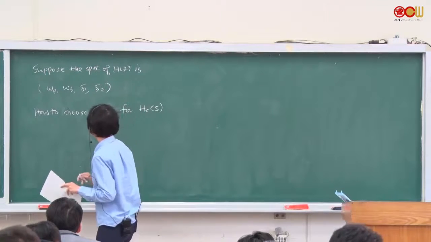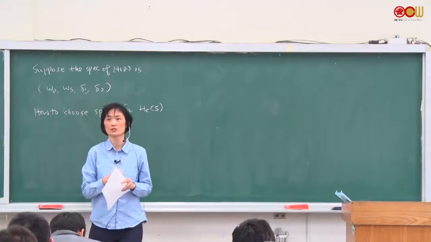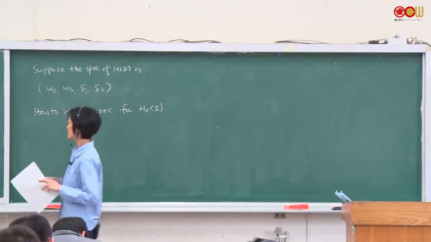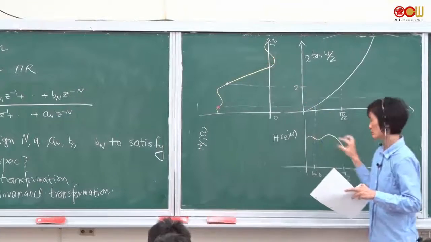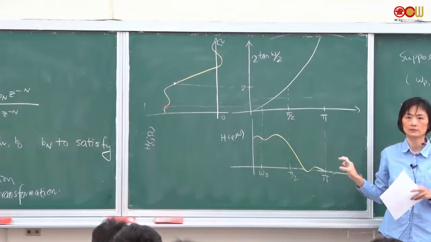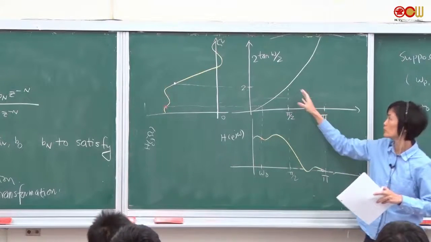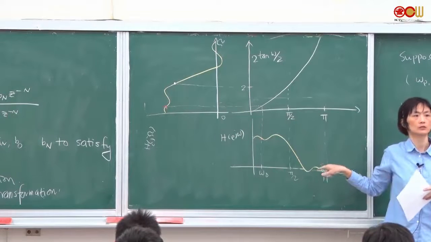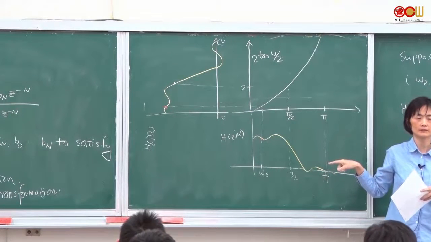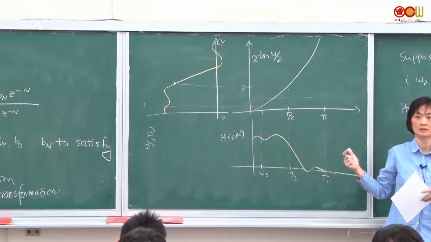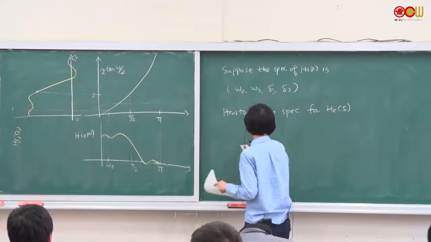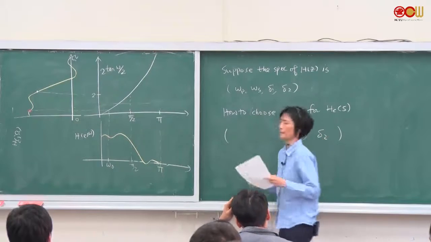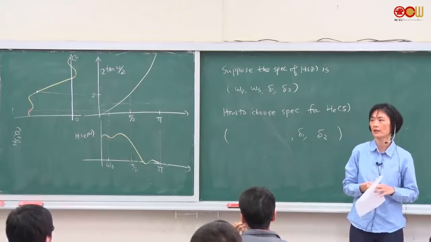First thing, how does the ripple size change? The ripple size here is the same as the ripple size here. Ripple size of the analog filter is the same as the ripple size of the digital filter. They will be the same value. So for the analog filter, delta 1 and delta 2 should be the same. How about passband edge and stopband edge?